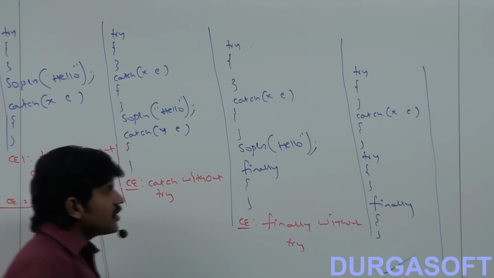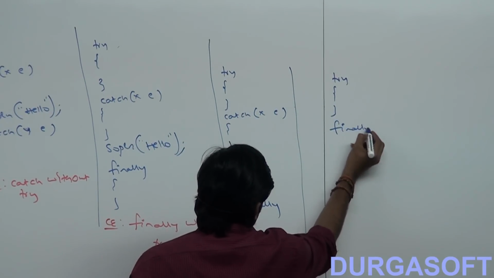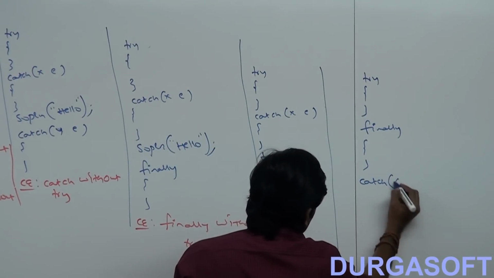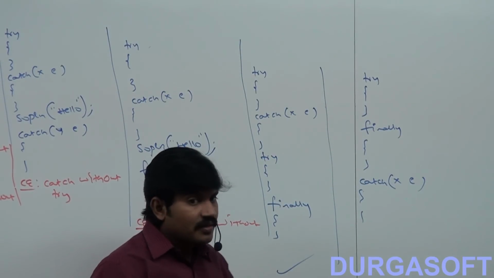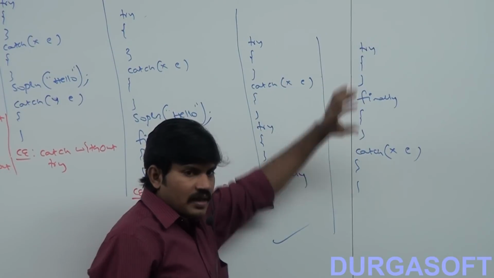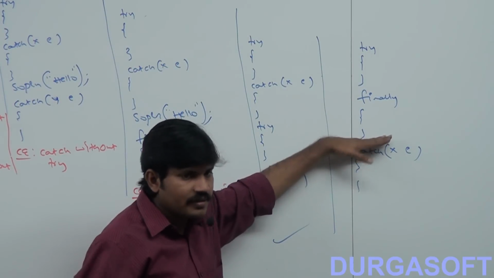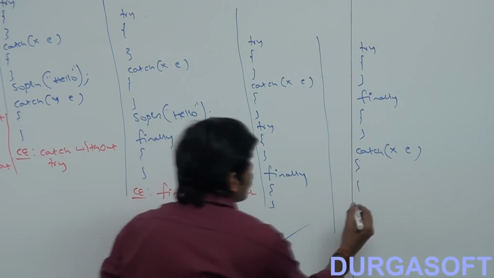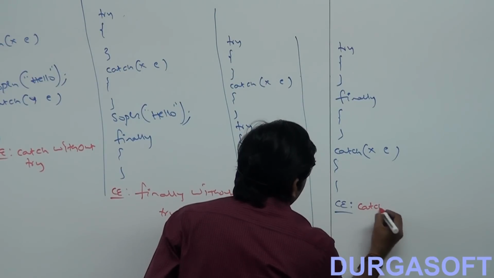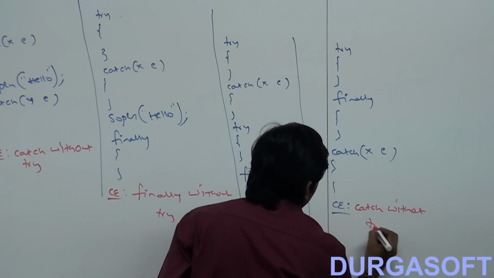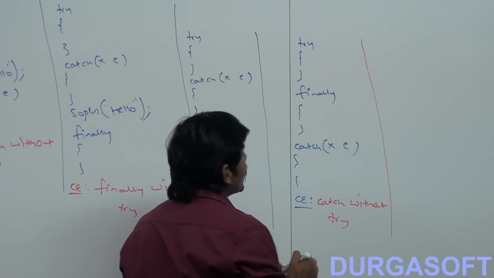Next, if you consider try, finally and then catch, is it valid or invalid? In try catch finally, the order is important. First we have to take try and then catch and then finally. But if I take try, finally, catch, then try finally is completed and catch will become alone. That's why we are going to get a compilation error. Can I spell out what compilation error? Catch without a try. Okay, make sure: catch without a try.